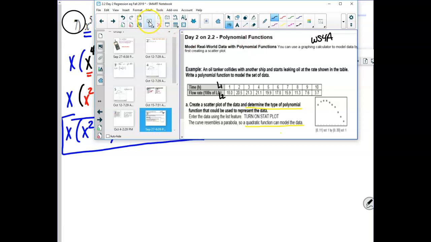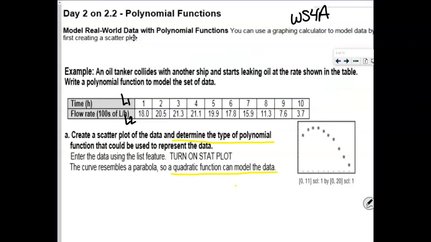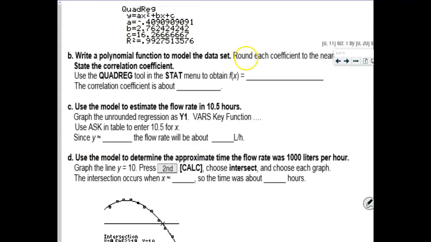So you should be writing down your equation in the blank on your notes. Let's see, where are we at here? And it says around the thousands, so 3 decimal points, please. So negative 0.409 x squared plus 2.762x plus 16.267. And then the correlation coefficient, about 0.993 when you round.